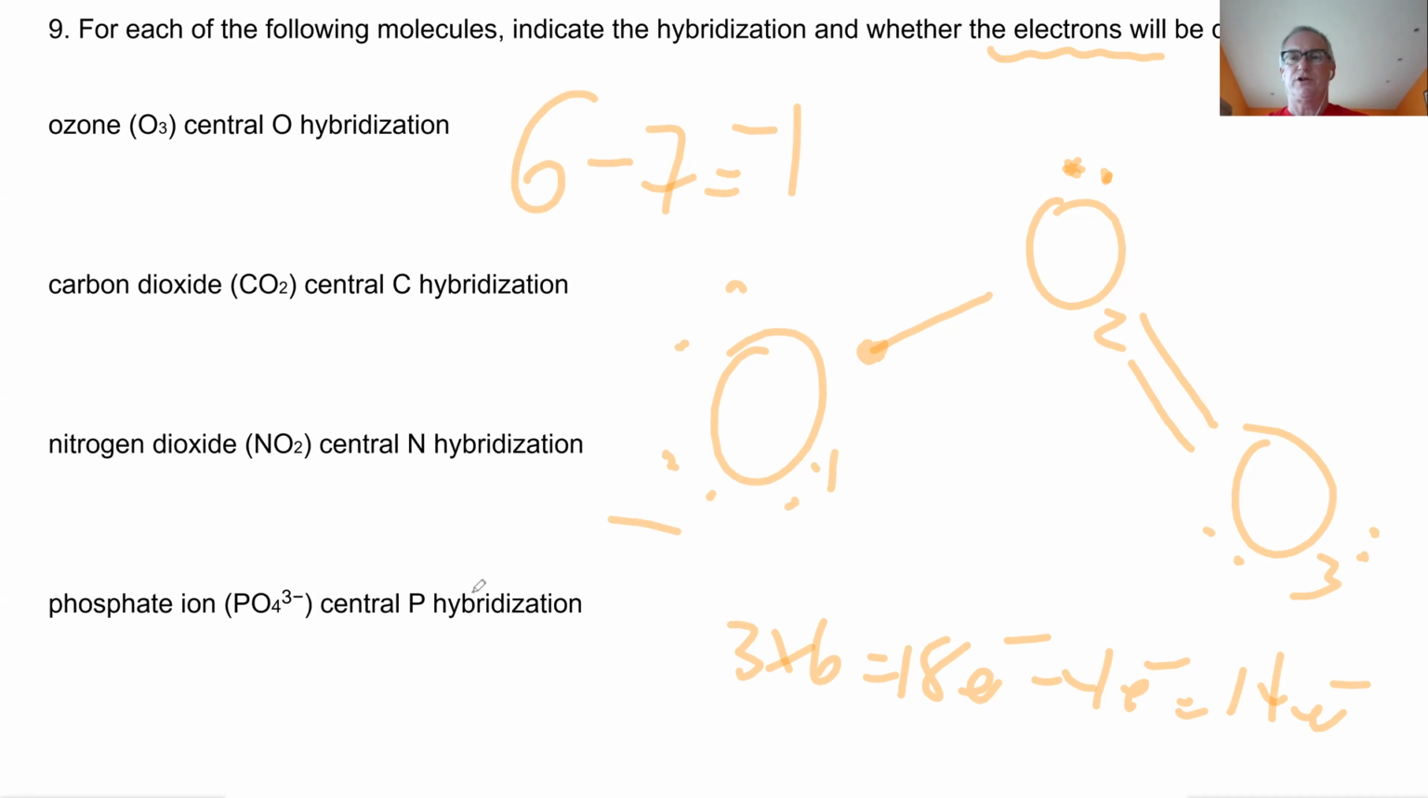Now what about oxygen 2? It's supposed to have 6. How many does it have? 1, 2, 3, 4. It has 5, right, because it has these 2, 3, 4, 5. So it only has 5. So it actually has a positive charge. And then what about oxygen 3? It's supposed to have 6 valence electrons, and it has 6. So there's no charge on that one.